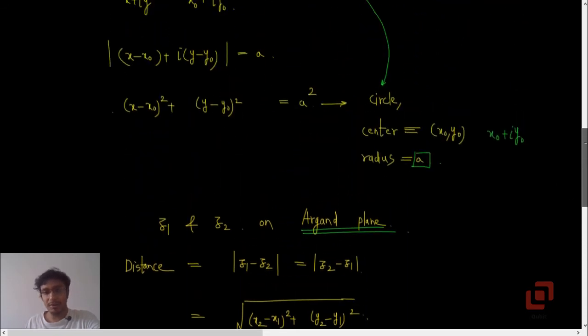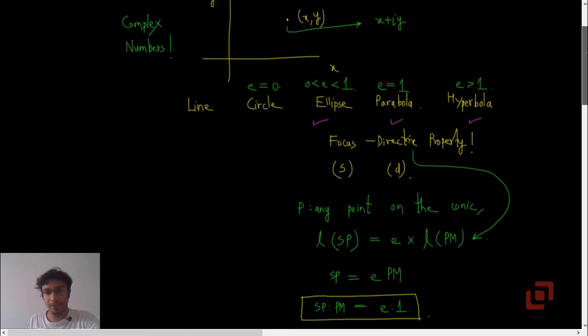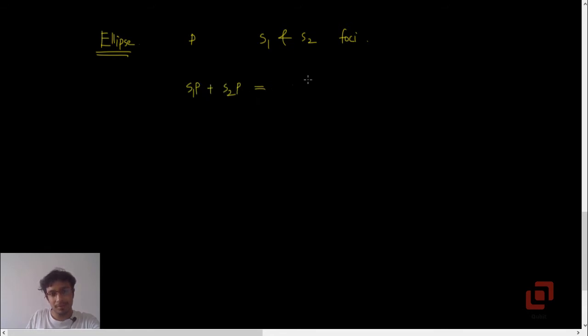Let's now talk about the equations of the ellipse and hyperbola. If you remember, for ellipse, if P is any point and S1 and S2 are the foci of the ellipse, remember, unlike parabola, ellipse and hyperbola have two foci. Now for an ellipse, the sum of the focal distances is always equal to the length of the major axis.